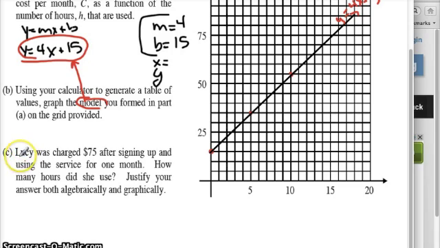And they're asking us now, in Part C, Lucy was charged $75 after signing up and using the service for 1 month. How many hours did she use? Justify your answer both algebraically and graphically. The charges are the y-axis. So if I go to 75 on the y-axis and I go across, there we go. So this point is (15, 75). The answer solved graphically is 15 hours.